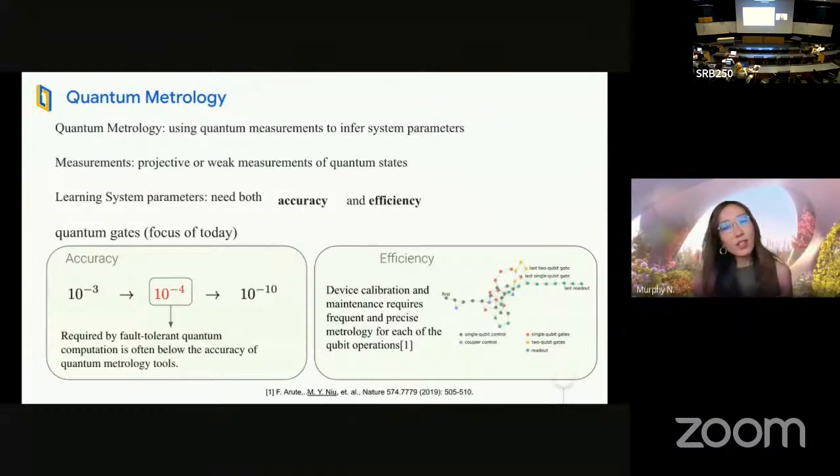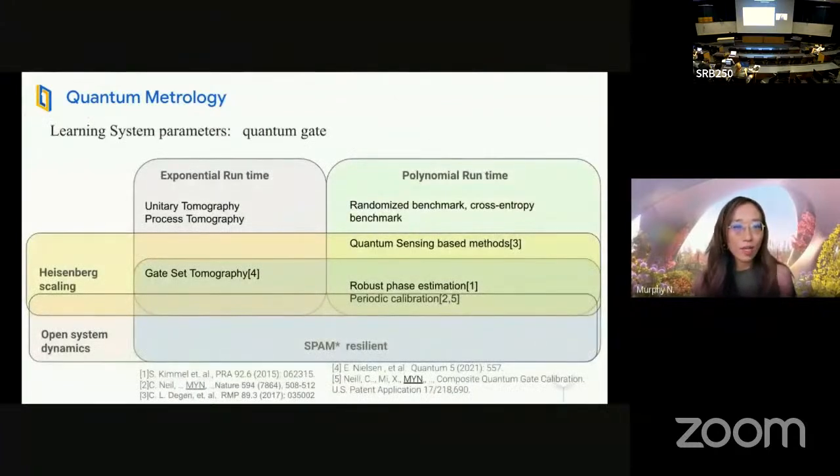And efficiency is also crucial since maintaining a quantum computer requires us to routinely recalibrate the whole device, where quantum metrology is a basic subroutine. So more efficient quantum metrology literally means more time to use the quantum computers for useful computation. So accuracy and efficiency are the main goals for an extremely useful quantum metrology algorithm.